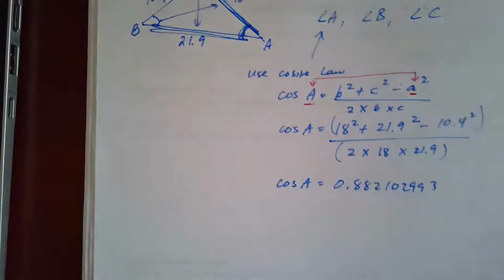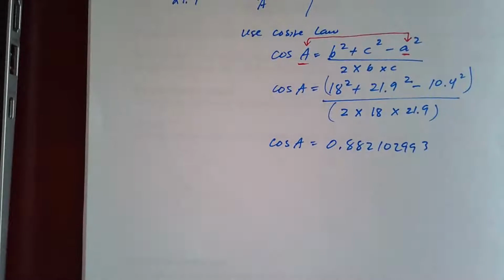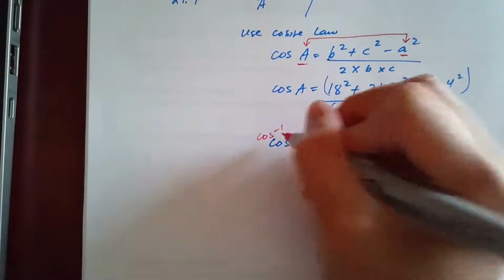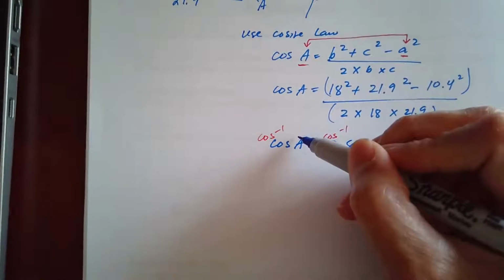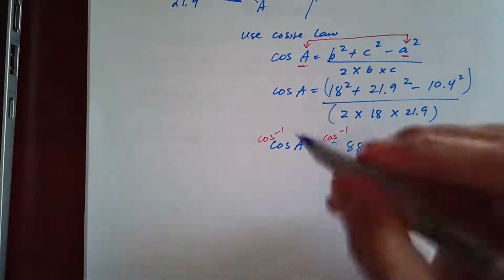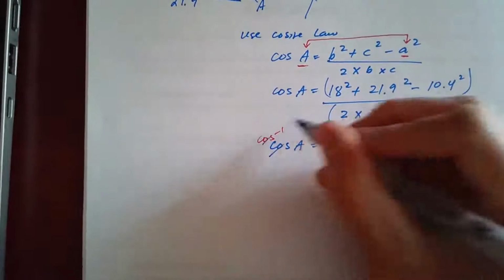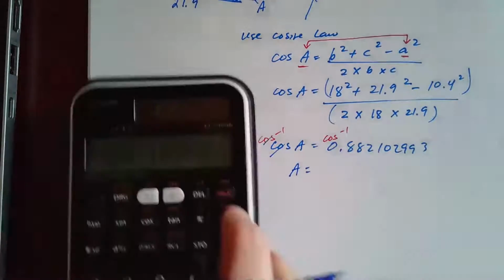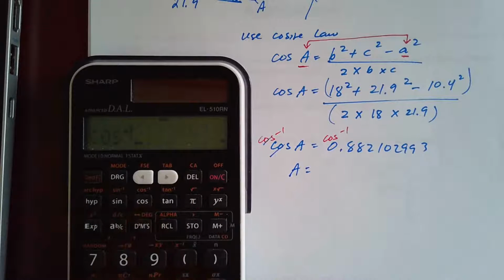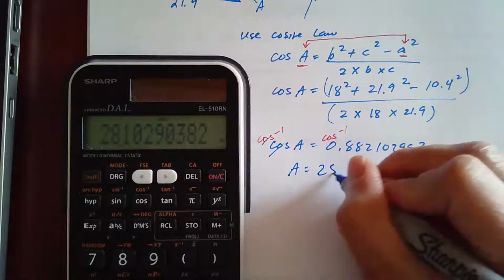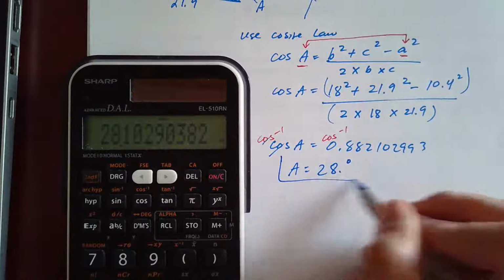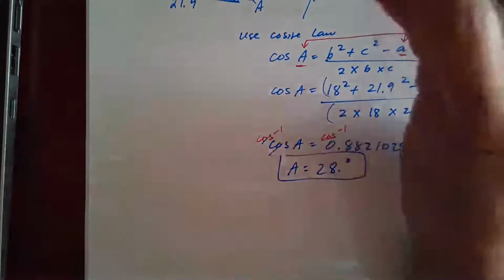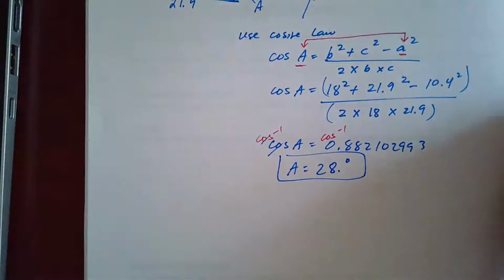That's not our final answer. And then finally, we're going to take the cos inverse. You probably noticed now that if we're looking for an angle, you have to do the cos inverse or sine inverse, whichever you're using. So it's going to be 28.1 degrees, 28 degrees. So angle A is 28 degrees.